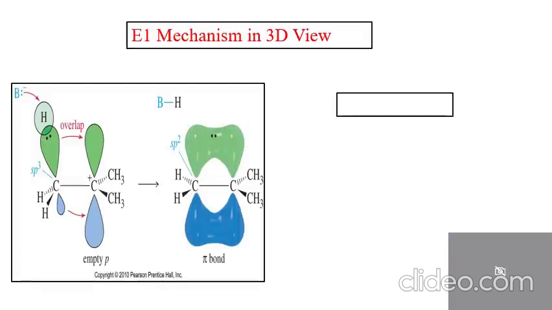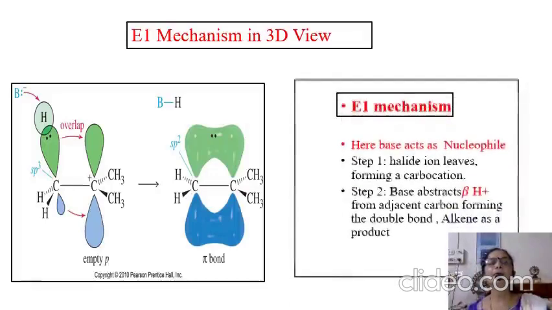Here you can see in the three-dimensional picture, as you know, the p orbitals are dumbbell shaped. Whenever these p orbitals overlap, the above lobes overlap with each other and the below lobes overlap with each other. Due to overlapping, they form the pi cloud of electrons. Thus, there is a pi bond between these carbons.